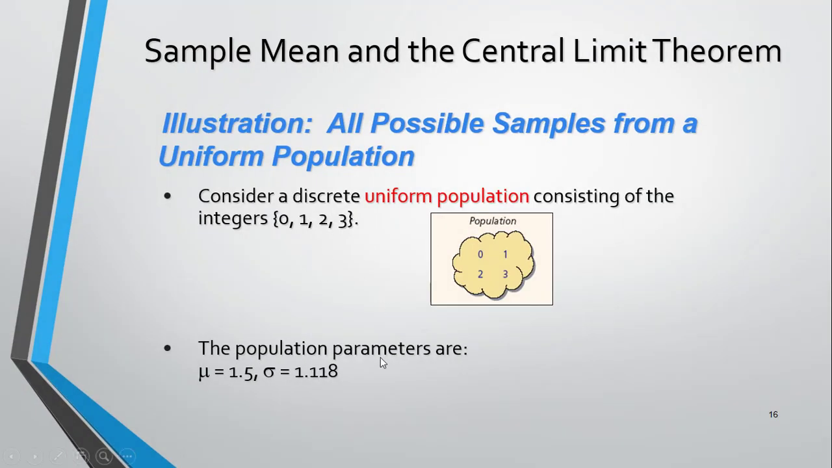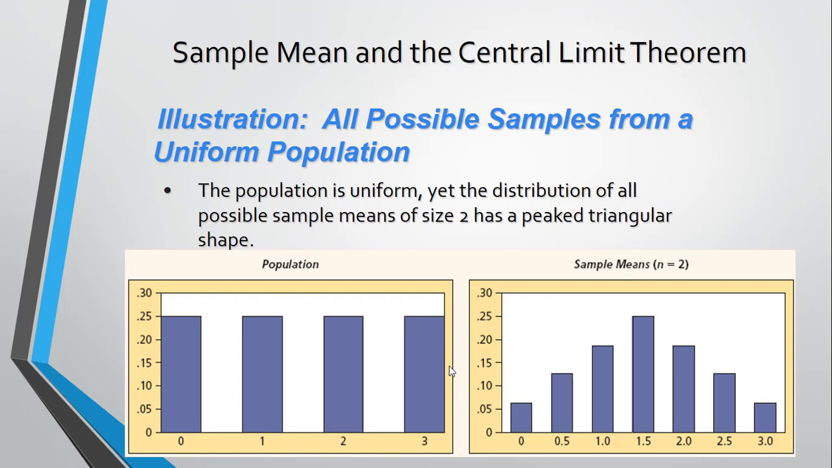The population parameters are: mu is 1.5. How do you get 1.5? You average over 4, and you get 1.5. You can calculate the standard deviation from that, which is 1.118. You should be able to do that easily by hand, or by a calculator, or by an Excel spreadsheet, or by Excel analytical tools. Now let's take a sample from that.